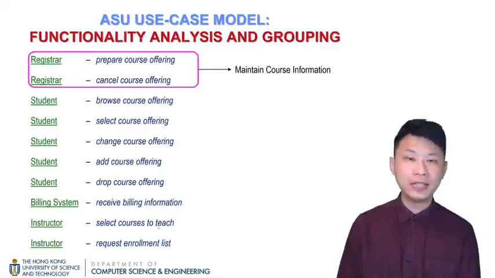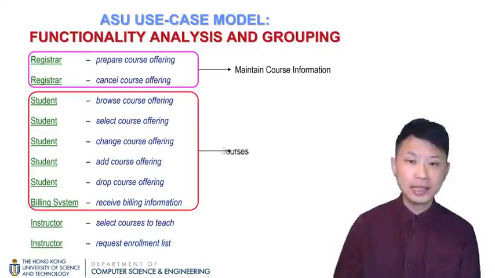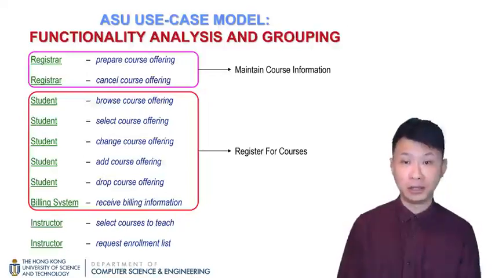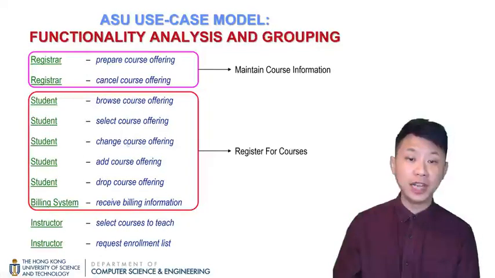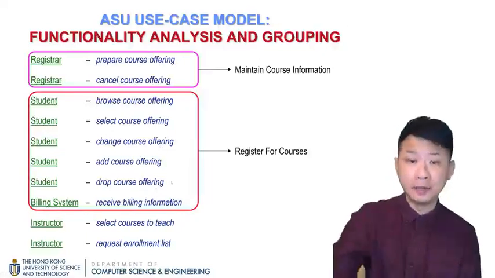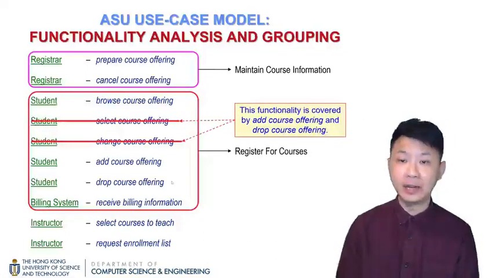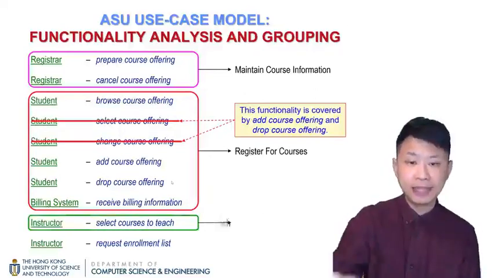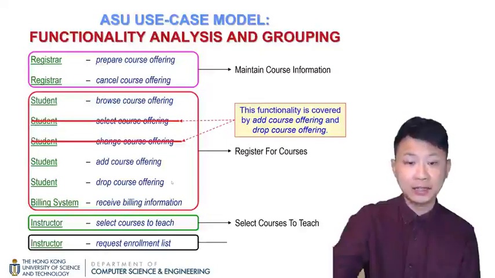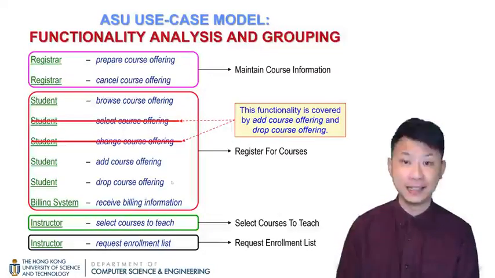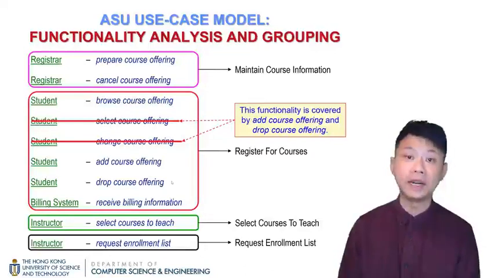These two functionalities, we can group them together because the registrar is going to prepare course offerings and also cancel course offerings. What they are doing is actually maintaining course information on the system. Okay, and then the student registers for courses. And notice that select course offering and change course offering are already covered by add course offering and drop course offering. So we can even delete them because they are already covered. And then the instructor is going to select courses to teach, and also request the enrollment list. And these are all the functionalities provided by the system.